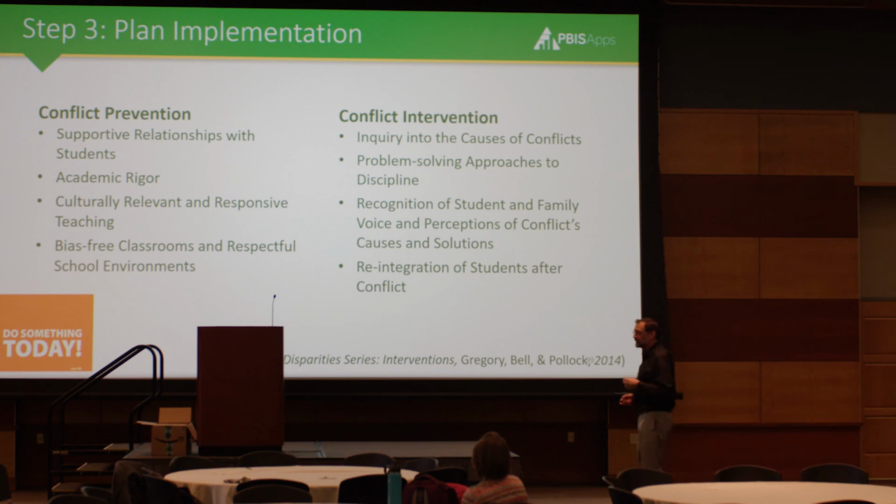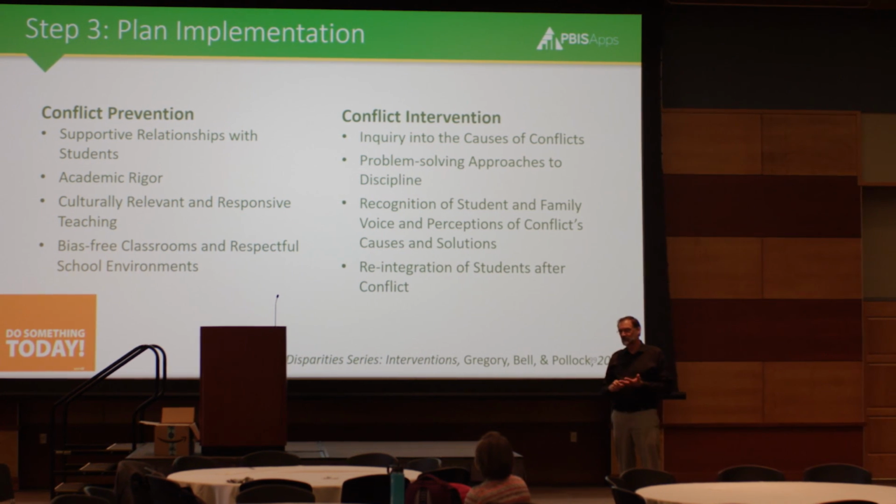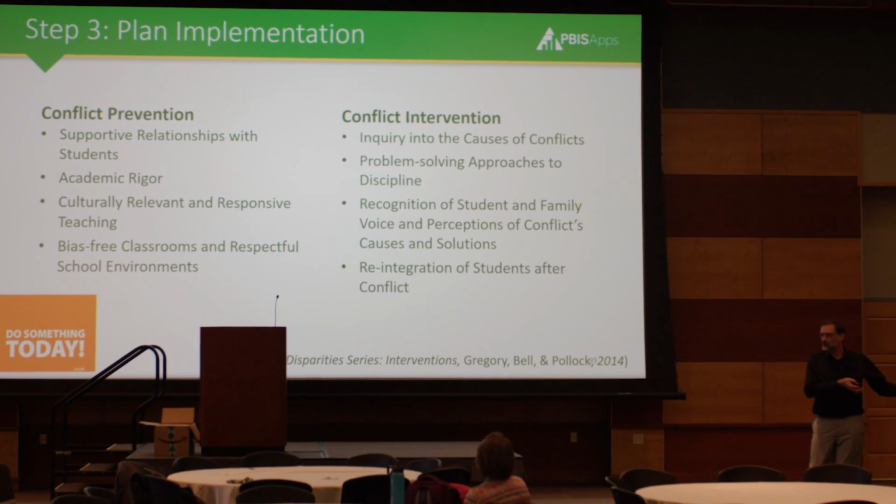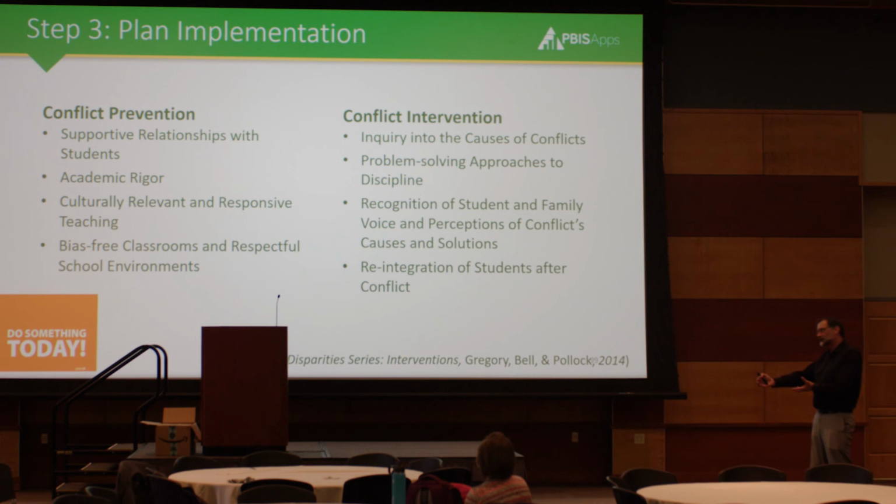Work towards academic rigor. Explicit instruction aimed at students where they really are, best able to attain that new learning. Culturally relevant and responsive teaching. Getting that family input, understanding what their cultural background looks like and how it's relevant to what we're asking in our school. Make sure that our classrooms and our schools are bias-free environments.